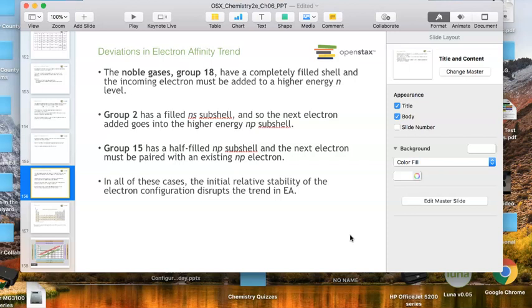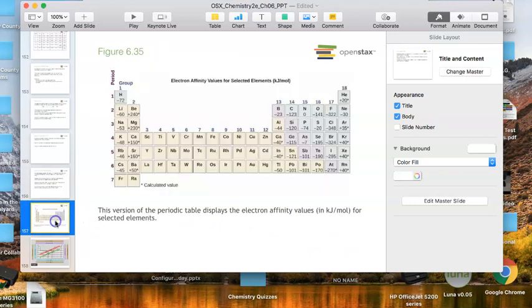Group 2 has filled s subshells, and so the next electron added goes to a higher energy level in p subshells. Group 15 has half-filled p subshells, and the next electron must be paired with an existing p electron. In all these cases, the initial relative stability of the electron configuration disrupts this trend in electron affinity.